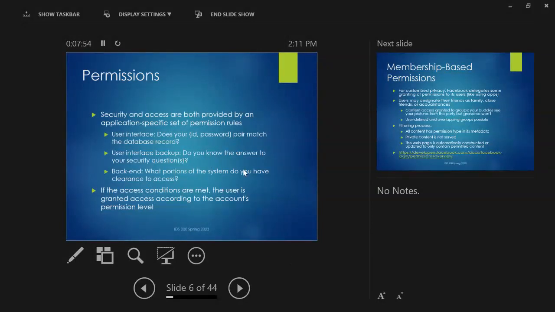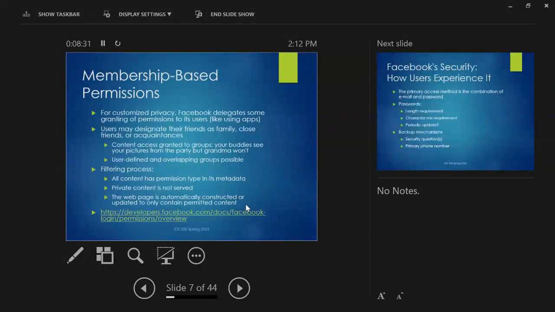And then in the back end, there's a permission-based filtering about what portions of the system you have access to. So for example, I log into Blackboard. I don't get access to everything in Blackboard. I just have access to my courses. And other things too, my teaching assistants, for example, I can boot them from a course, but they can't boot me from a course because instructor outranks teaching assistant. So I have that permission that they don't. Anyway, standard thing, if the access conditions are met, if your credentials look good, then the user gets access appropriate to their permission level in the system.